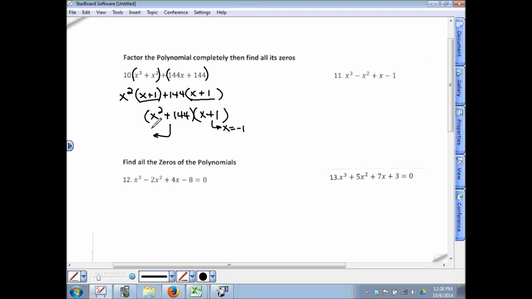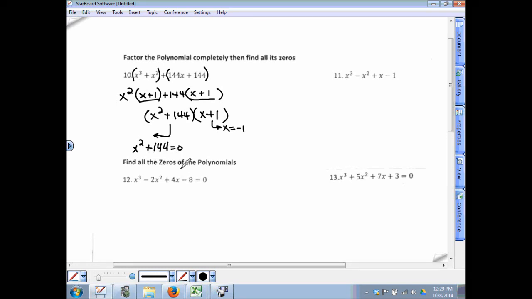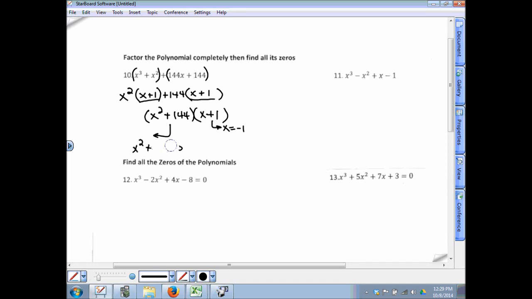If that middle term's missing, just use the square root property. Turn this into x squared plus 144 equals 0. If you subtract 144 on both sides, you're going to get x squared equals -144. What's the square root of -144? Plus or minus 12i.